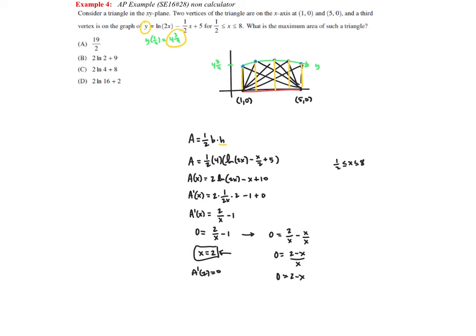Okay, so what can I do to confirm that this would be a max? Well, I could find the second derivative. The second derivative would be negative 2 over x squared, and regardless of the x value, I don't care. This would imply that A double prime at 2 would equal negative 2 over 2 squared, which is negative 2 over 4. So you can see that A double prime at 2 is less than 0. Thus, this will maximize our area function.